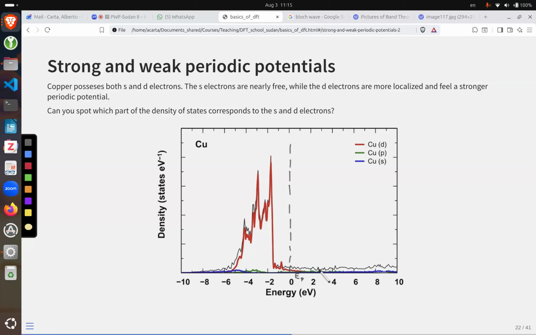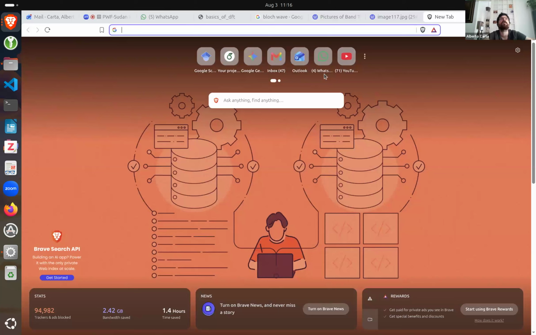Okay, thank you. Maybe let me try to show you guys some complicated material, okay? And then you tell me if it's a metal or an insulator. So let's look at, let's try germanium.